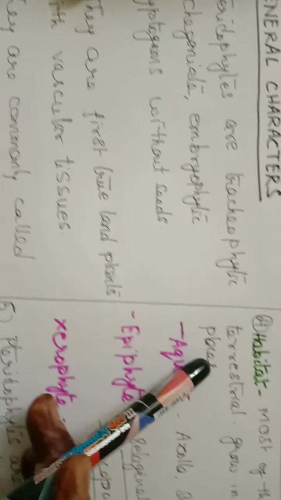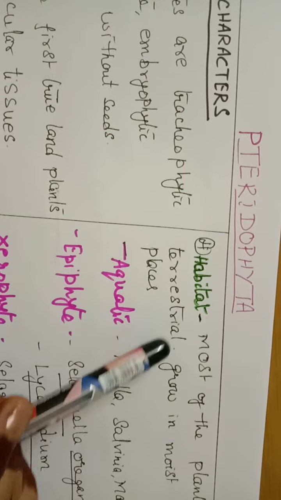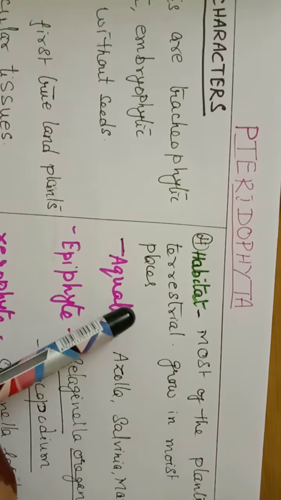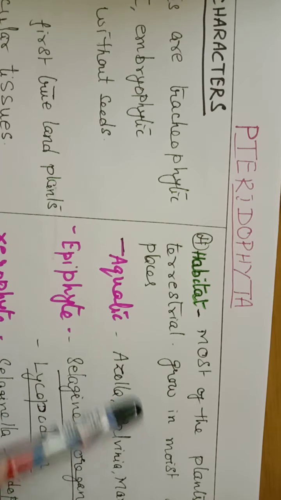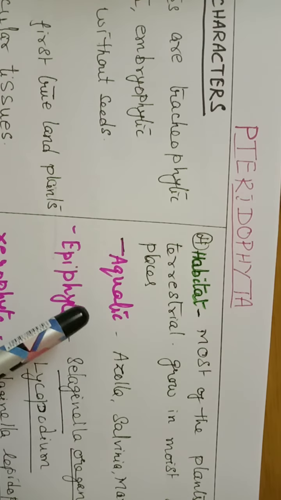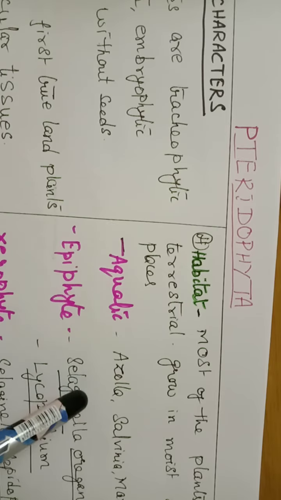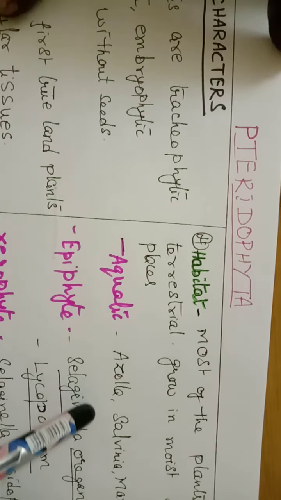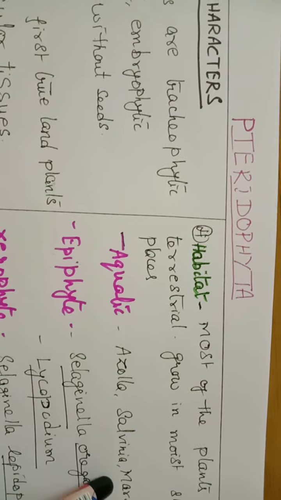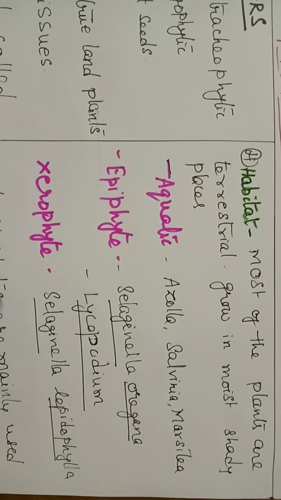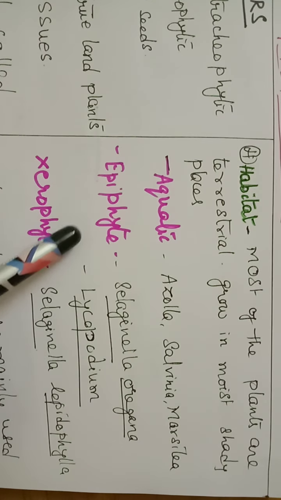And habitat, if we come to what is the habitat, most of the plants are terrestrial. They grow in moist, shady localities. With few exceptions like aquatic ones, we find Azolla, Salvinia and Marsilea. These are aquatic. Some are epiphytes also.